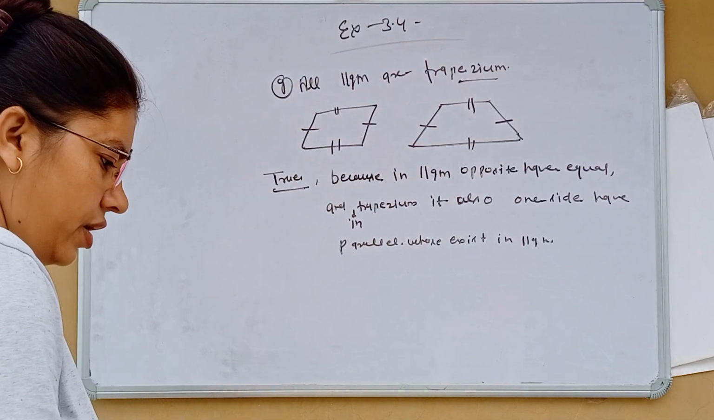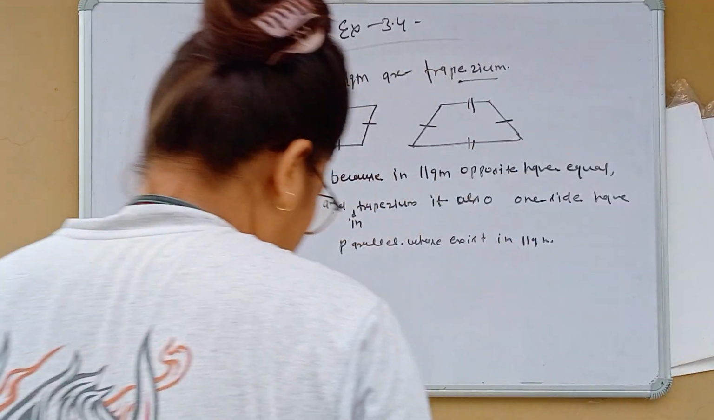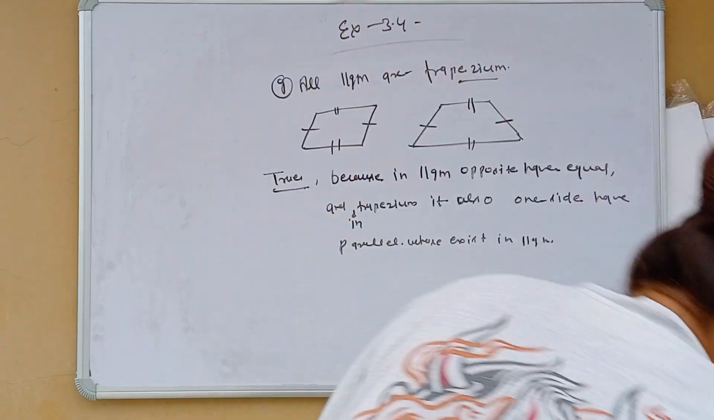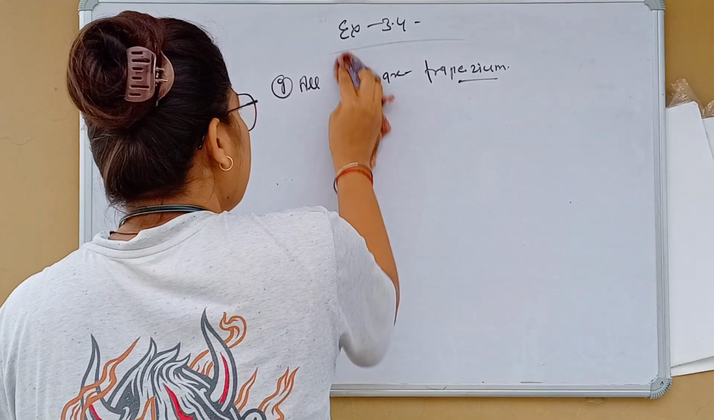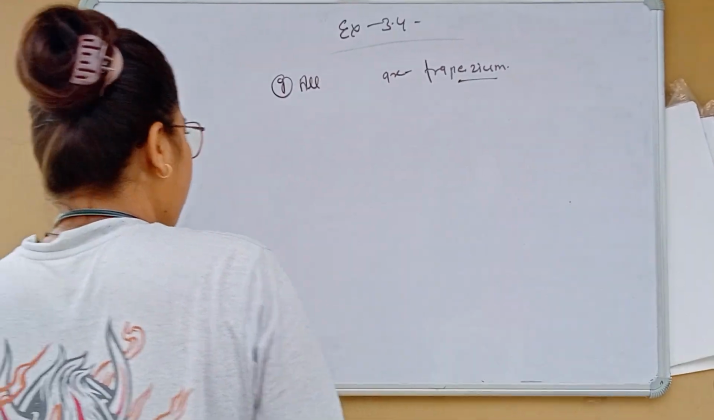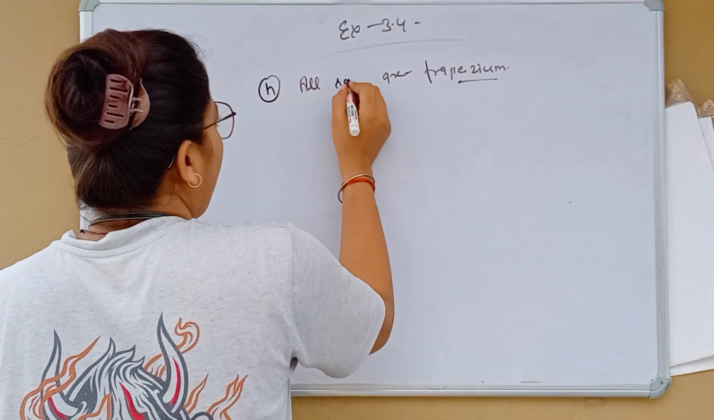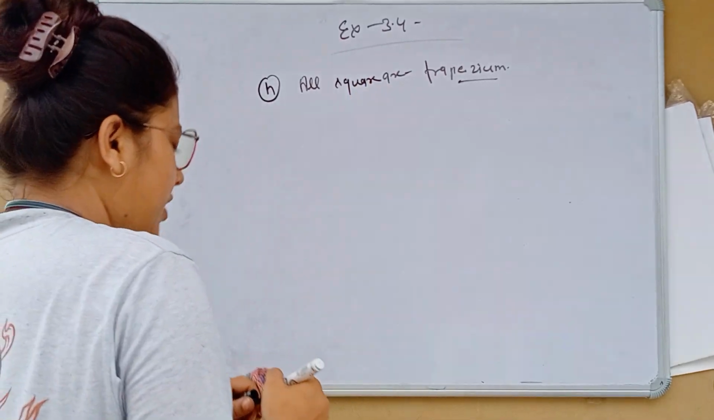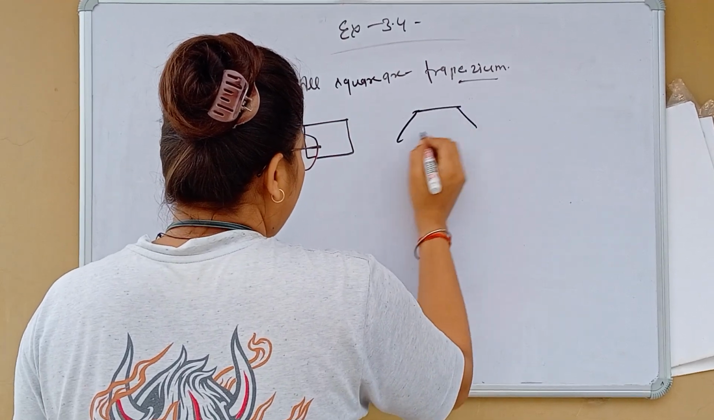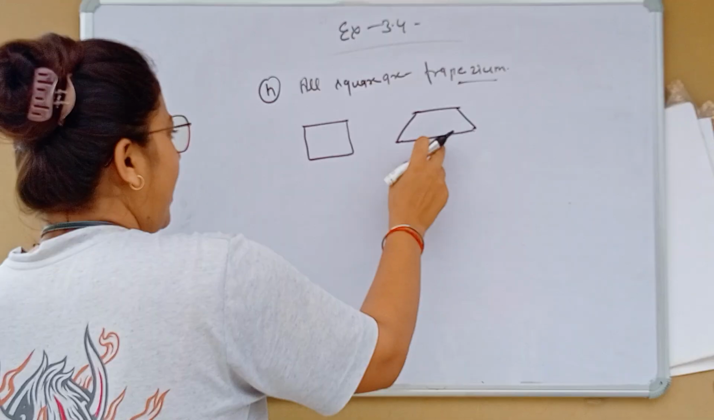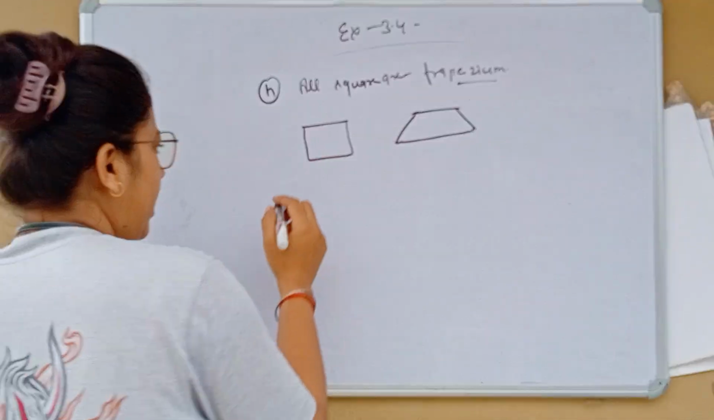Okay, now understand the next question, H. What is H? All squares are trapezium. It's also true. Why? So understand it. Here it says all squares are trapezium. First make a figure, by which you understand. This is a square, and this is the figure of a trapezium. In a trapezium, only one side needs to be parallel, which exists in a square, because in a square all sides are equal. So we write true.